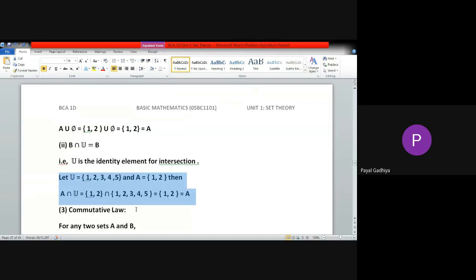Okay. Next I am going to the third law, which is commutative law. Commutative law means I can change the places. Simply, if I'm finding 3 into 5, what will I get? 15. Now if I'm finding 5 into 3, then it's again 15. Because I'm changing the places, but the answer will be the same. This is called commutative law.